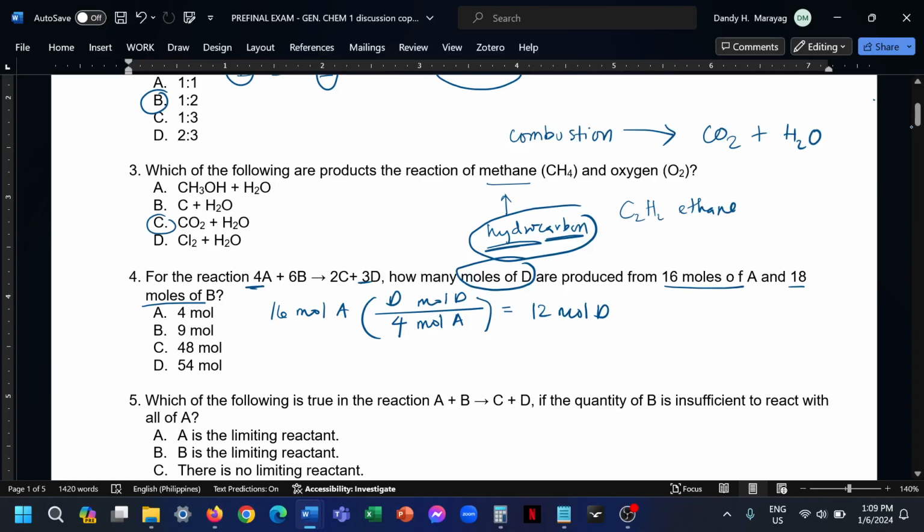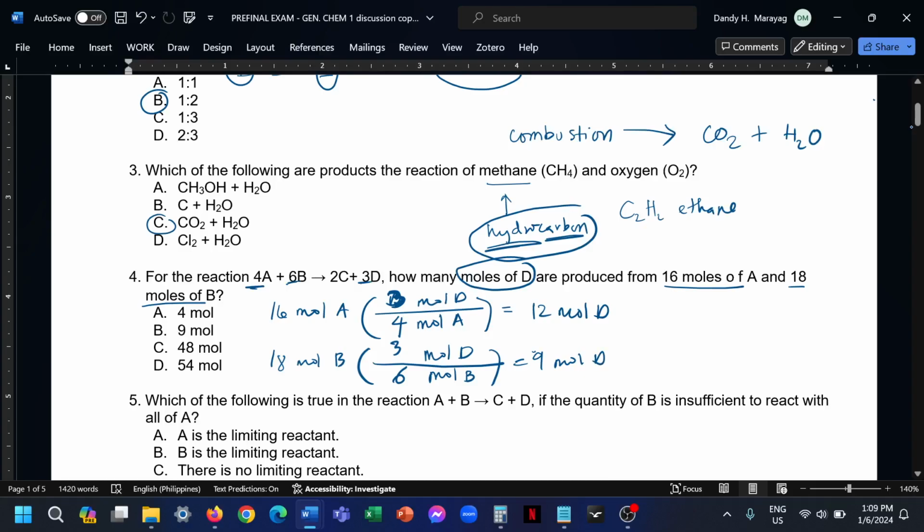How about for the B? We have 18 moles of B. The same thing: from the moles of B, let's determine how many moles of D can be produced from this one. Again, for every 6 moles of B, we have 3 moles of D, and if you solve this one, we have 9 moles of D.